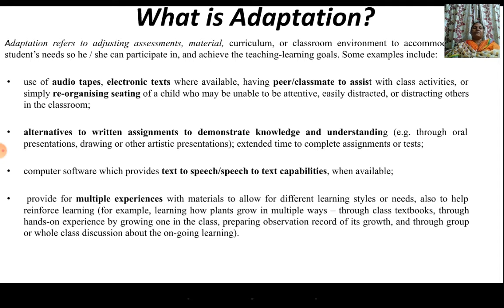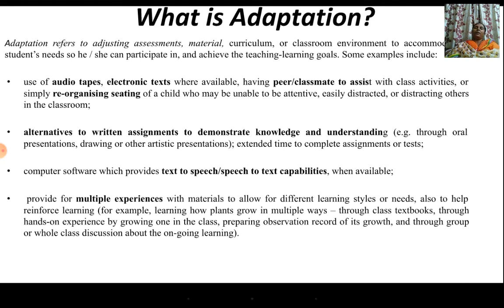Here are a few examples: use of audio tapes, electronic text in place of the printed text, and having a peer or classmate assist with the class activities, reorganizing the seating arrangement of the child in order to avoid distraction and to promote attention, as a few children may distract the peer group sitting near the child. So, in order to avoid all these things, adaptations can be made to create and stimulate interest in the child with intellectual disability in the general education classroom.